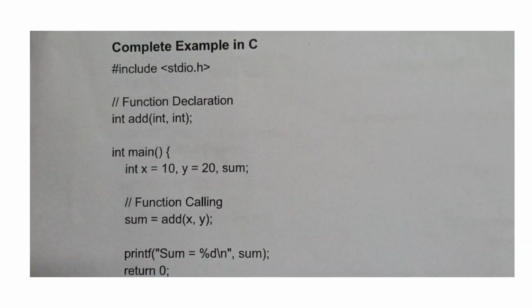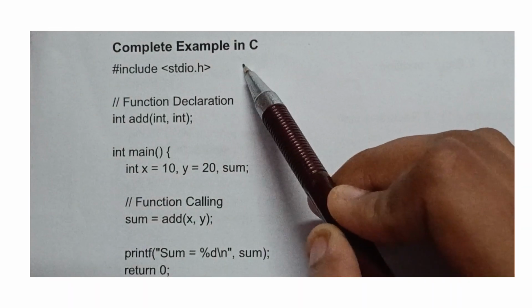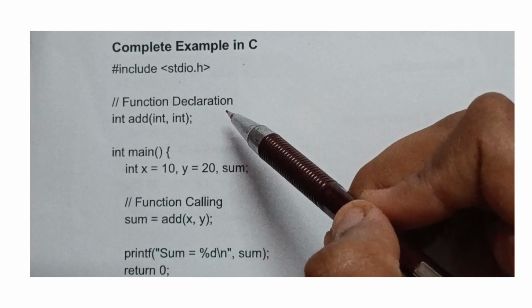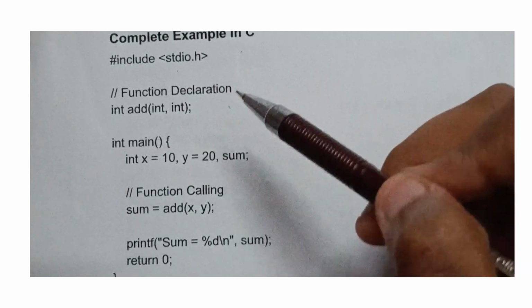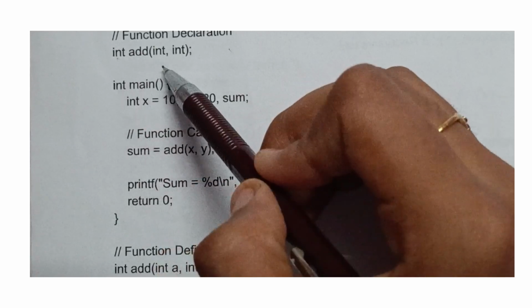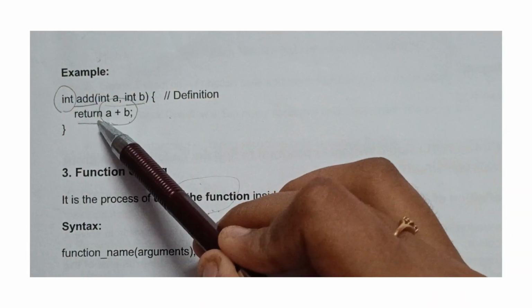So now let us look at a complete example in C. As we know, first we have included the header file. After that we are doing the function declaration, that is telling about its return type.